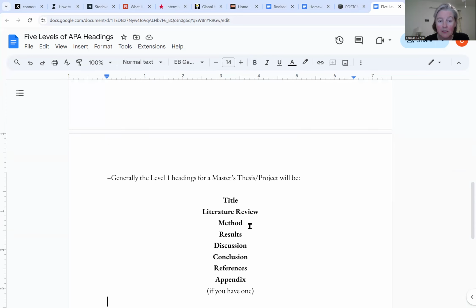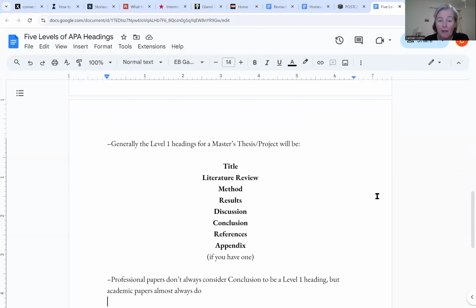Okay, generally speaking, the level 1 headings for your master's or thesis project will be title, literature review, method, results, discussion, conclusion, references. If you have an appendix, Appendix 1, or if you have more than one appendix, Appendix 1, Appendix 2, Appendix A, Appendix B, if you have an appendix. You should know, because you might see this in some articles that you read.